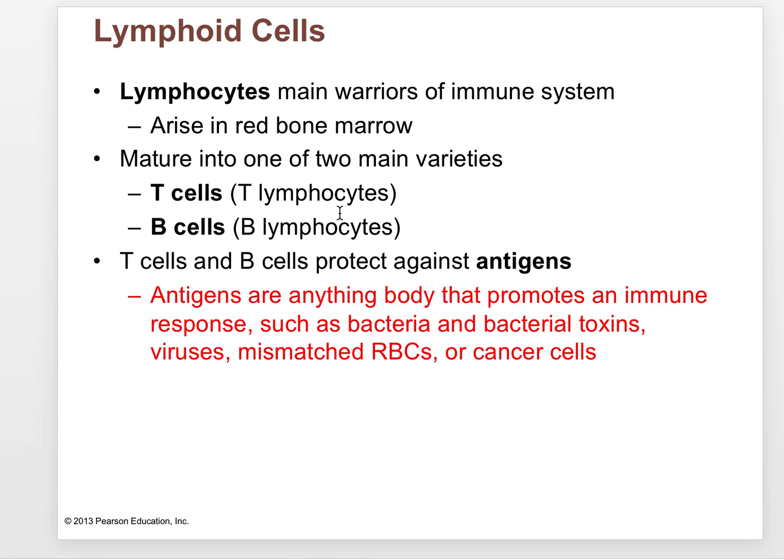T cells and B cells protect against antigens. Antigens are anything that promotes the body to produce an immune response, such as bacteria, bacterial toxins, viruses, cancer cells, mismatched transfused red blood cells. Anything that can cause an antibody response is an antigen. Remember, antigen stands for antibody generating.